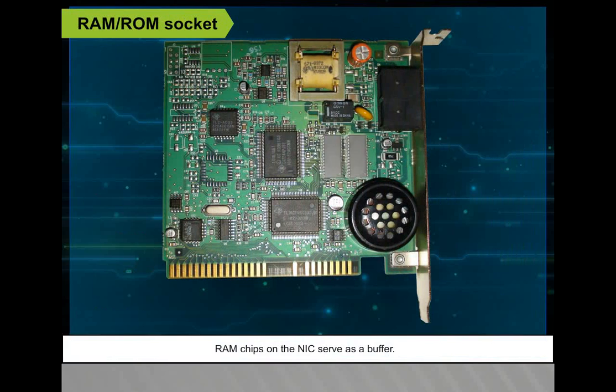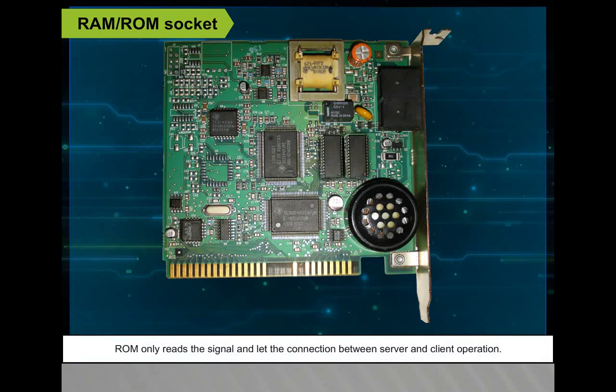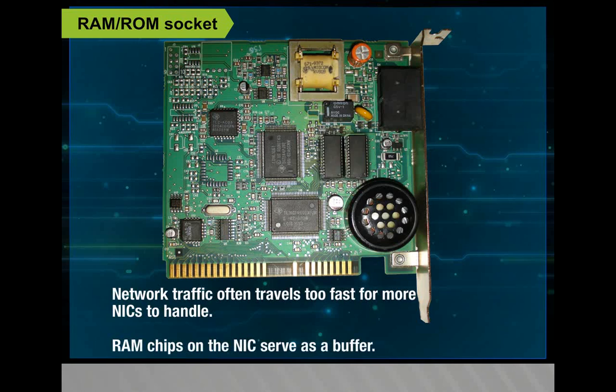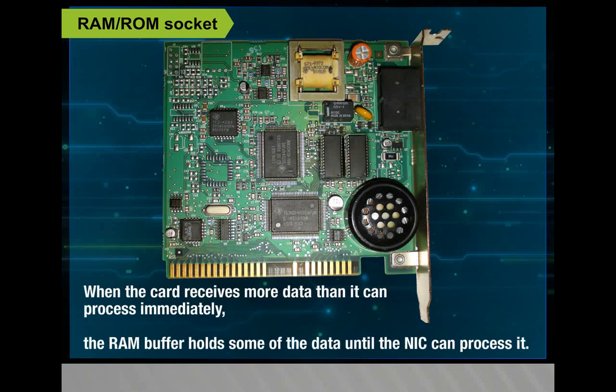RAM or ROM socket. RAM chips on the NIC serve as a buffer. When the card receives more data than it can process immediately, the RAM buffer holds some of the data until the NIC can process it. ROM only reads the signal and lets the connection between server and client operate. Network traffic often travels too fast for some NICs to handle, so RAM chips on the NIC serve as a buffer.